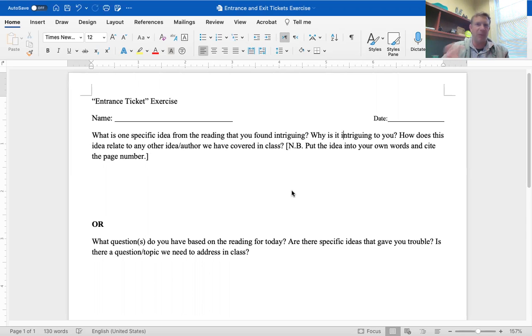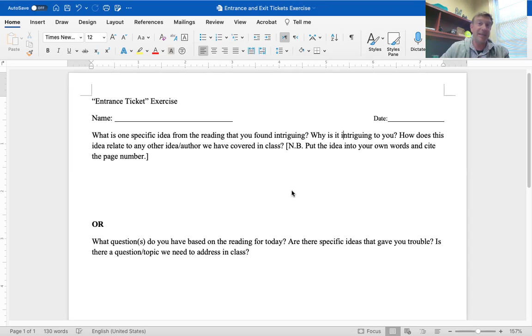There are a number of different tweaks to the way you can approach these. You might do these already, but I found them to be really effective in a number of ways. I'll talk through the entrance ticket first, then the exit ticket and some of the variations on it. But I'll try to keep this brief.